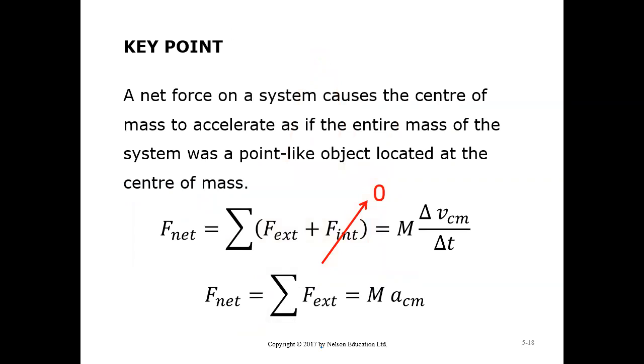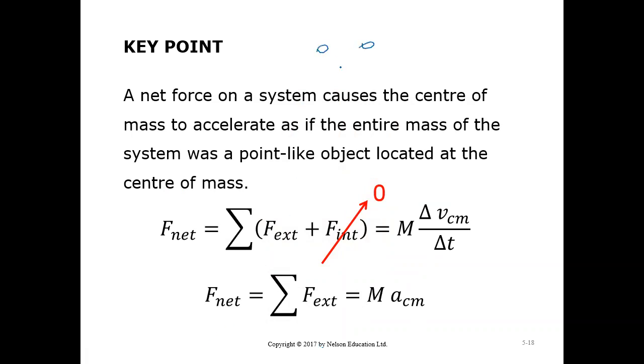Okay, now we come to the new topic. What I just went through is what we covered in the last class. Now we're going to discuss more about a system of objects. So let's say we have a system, not just one single object, and the forces acting on this system will cause the center of mass of the system to accelerate as if the entire mass of the system was a point-like object located at the center of mass.